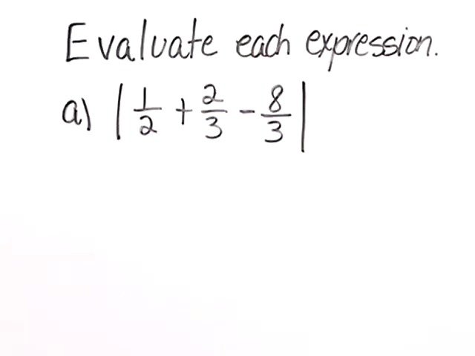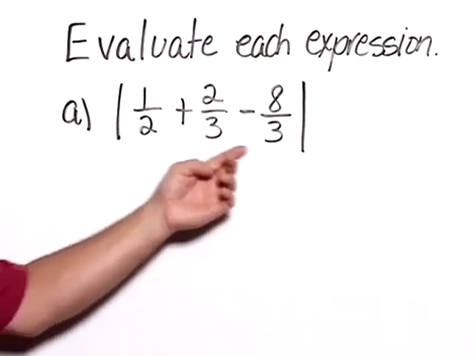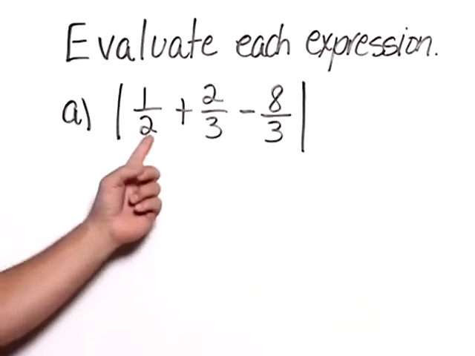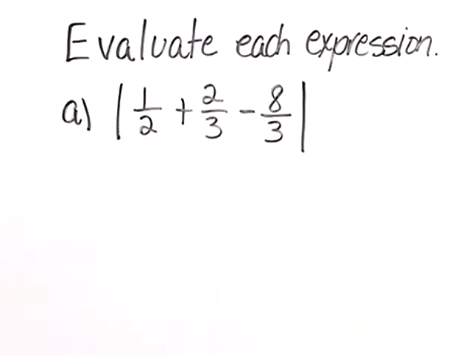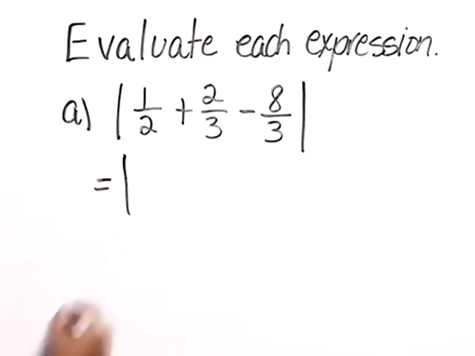Evaluate each expression. For part A, we have the absolute value of the expression 1/2 plus 2/3 minus 8/3. The first thing we need to do is to simplify inside the absolute value bars. And therefore, since we're adding fractions, we have to convert each of these to a fraction with the LCD of 6. So this will be equal to the absolute value.